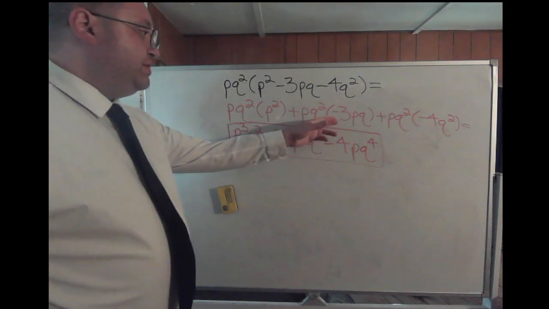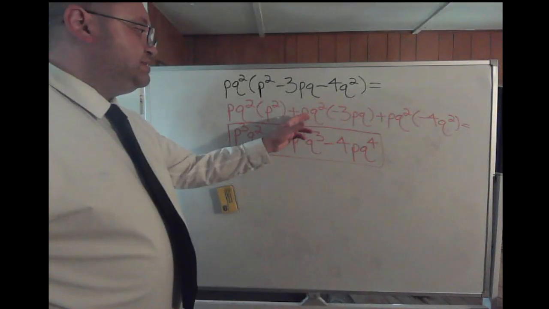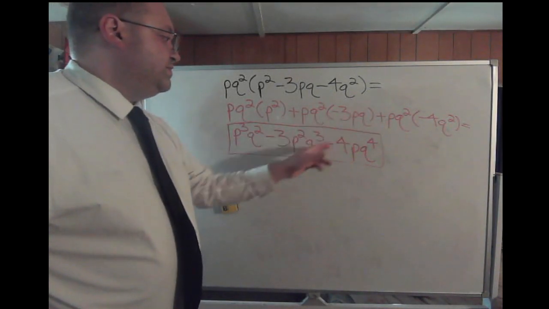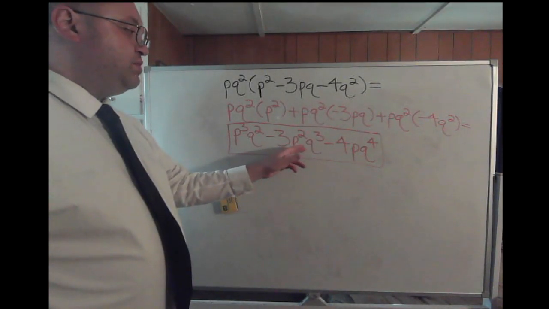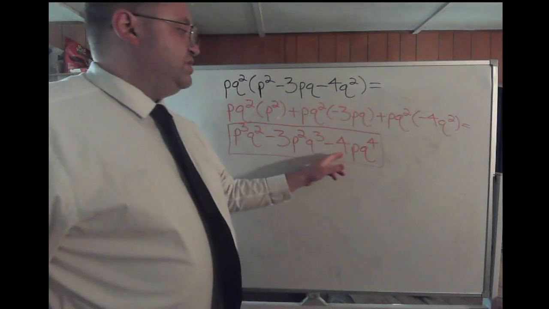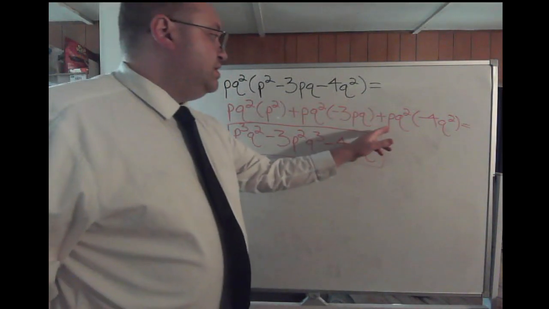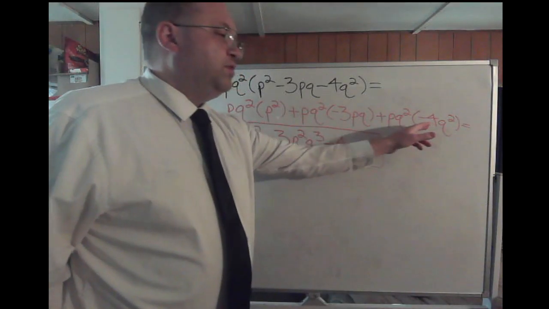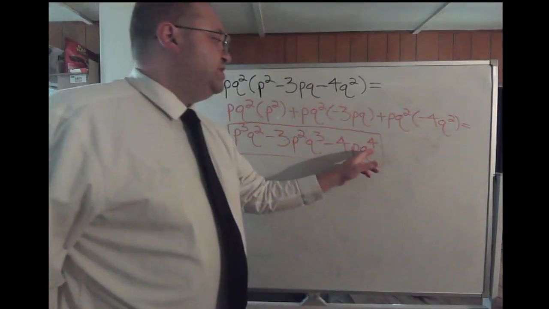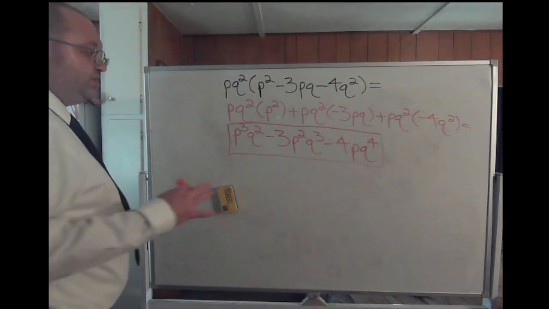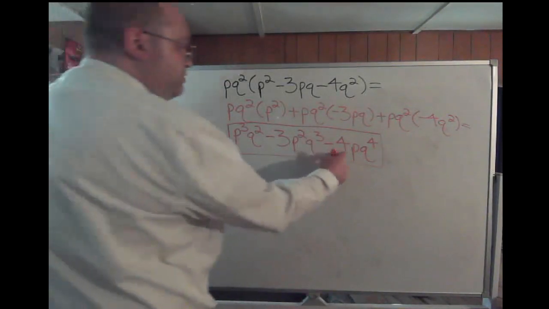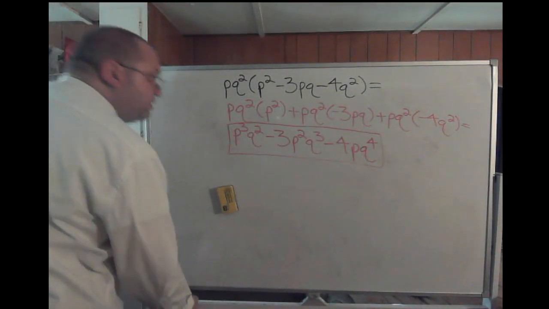You have the negative 3pq times pq squared, so that's p times p is p squared. Q squared times q to the first is q cubed, so you got negative 3p squared q cubed. And you have negative 4 times positive 1 giving you a coefficient of negative 4. You don't see a p term on the negative 4q squared, so the p just hangs out, but you have q squared times q squared giving you q to the fourth. So the answer you should get is p cubed q squared minus 3p squared q cubed minus 4p q to the fourth. That's what you should get.